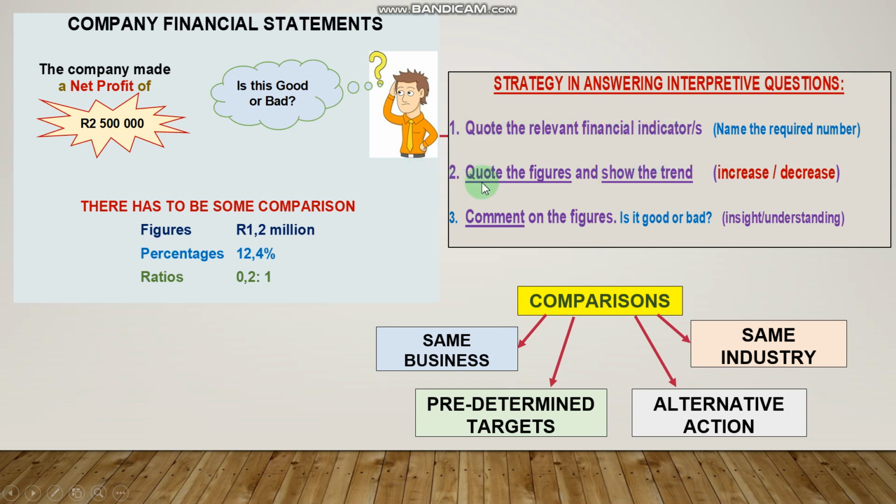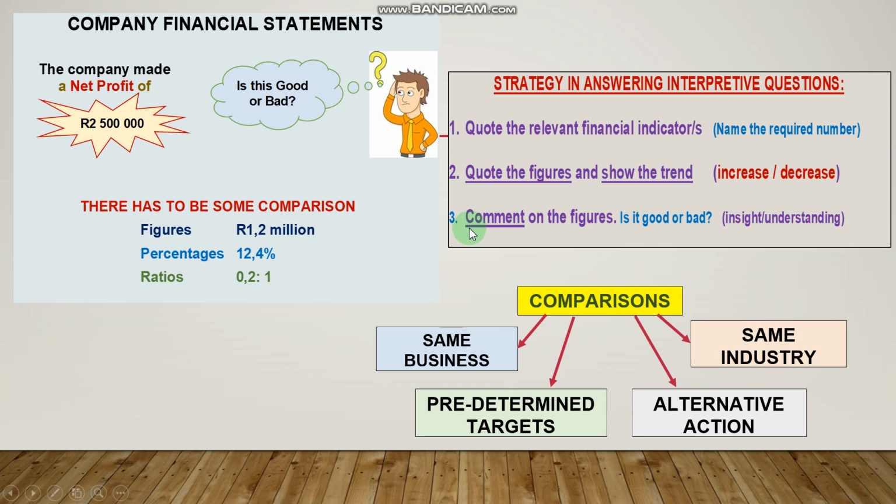The second step, quote the figures and show the trend. So this is the most important step. After you've written down your financial indicator, always quote the figures. Always quote the figures and always show the trend. Sometimes a figure on its own is not going to tell me much, like I showed you here. If I give you one figure, it's not going to tell me. I need to see a trend. That means either it increased from one year to the next, or it decreased, an increase or a decrease.